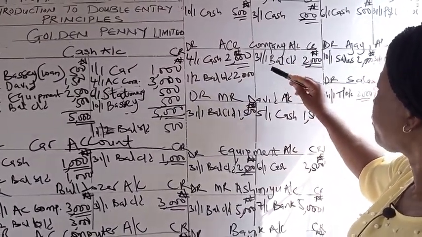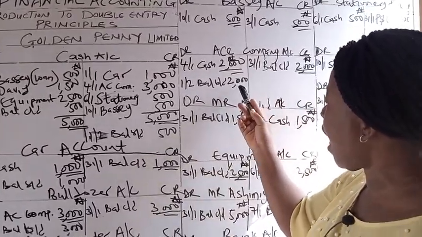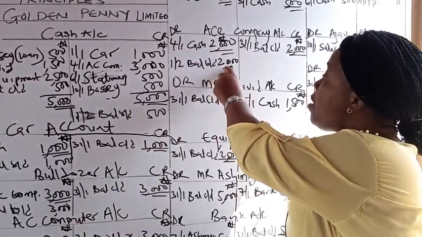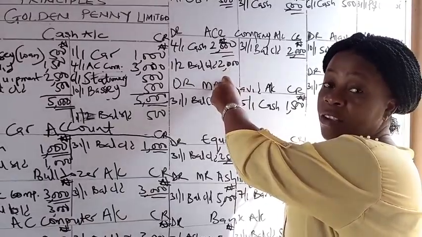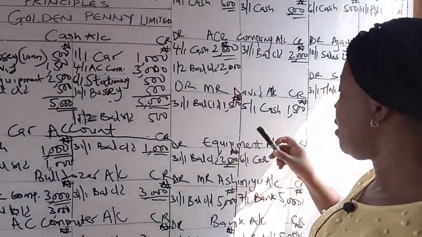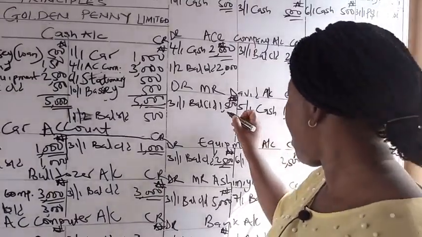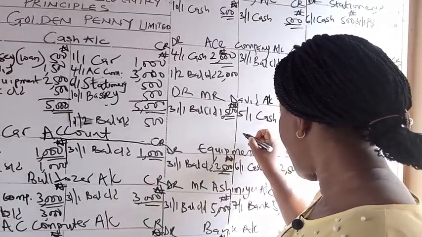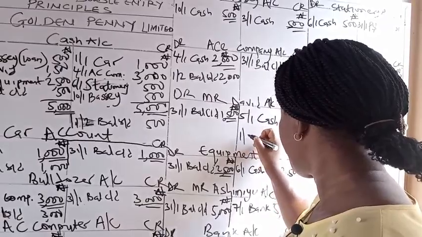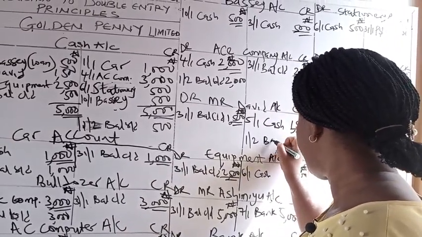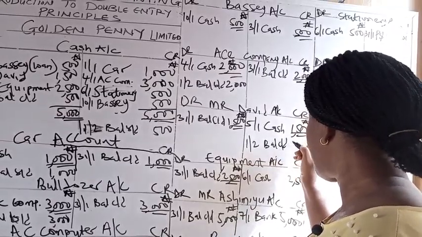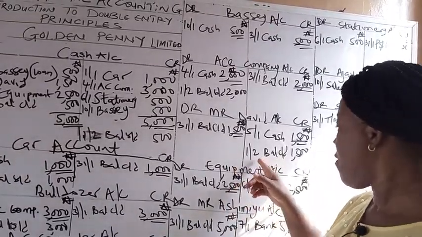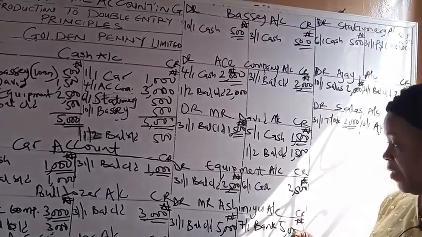AC computer, there's a debit balance of 2,000 naira, meaning AC computer is owing the organization 2,000 naira. Then cash. Mr. David, there's a credit balance of 1,500 on the 1st of February, meaning it is a liability.